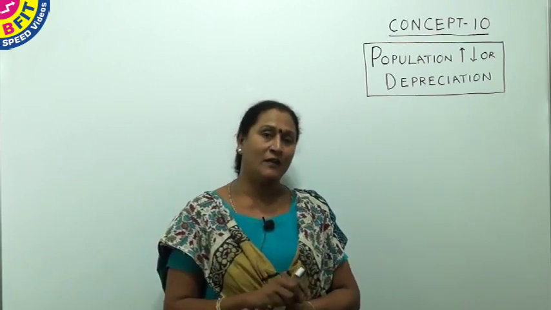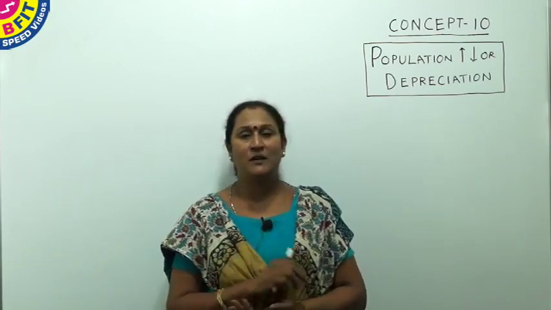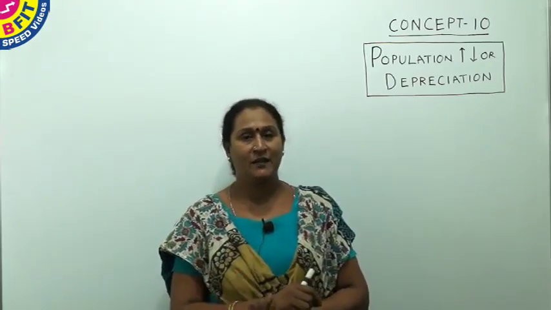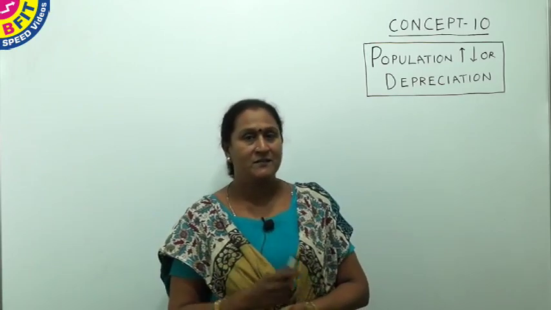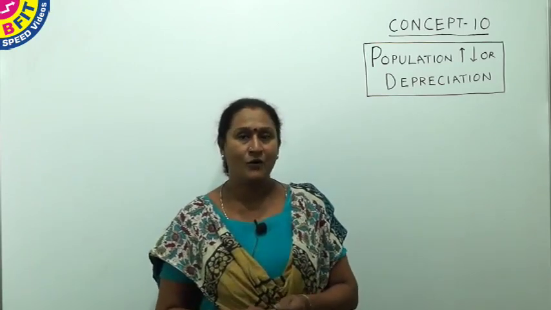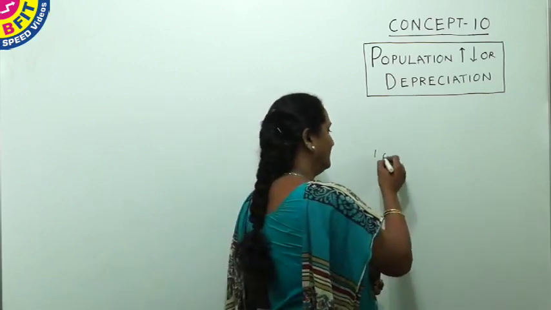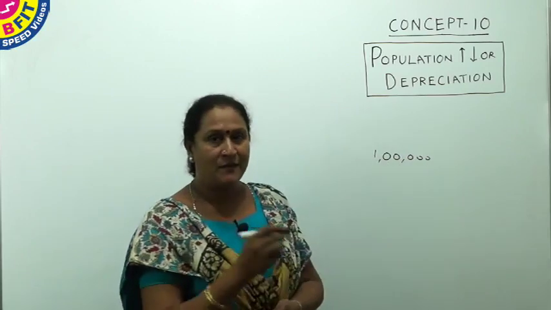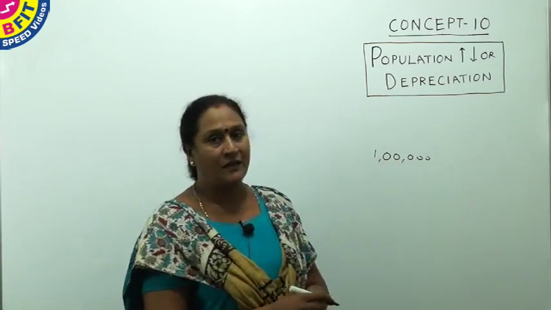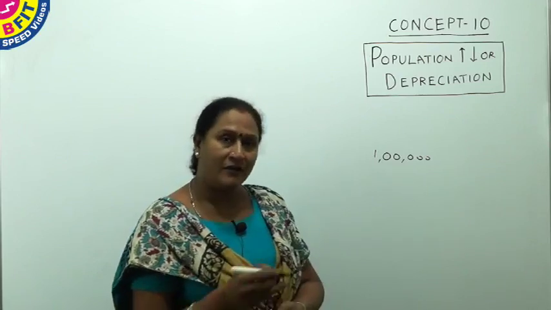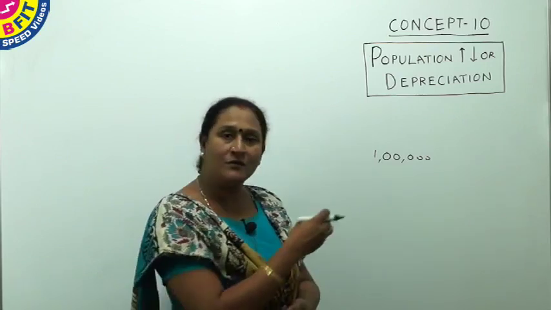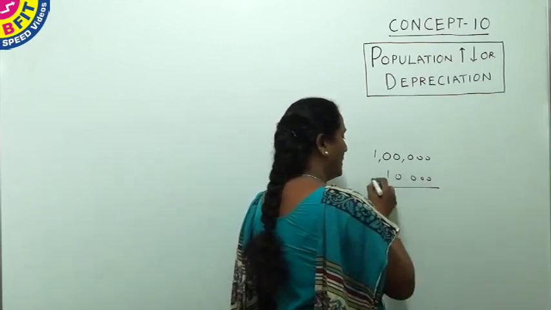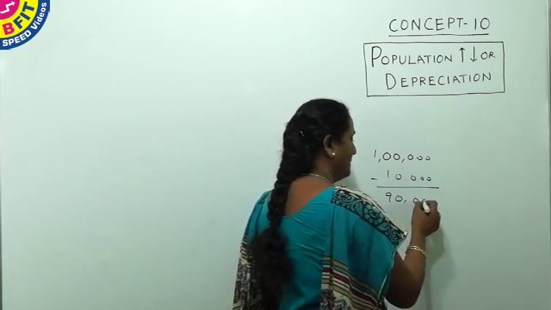As we found the increase factor, we can find the depreciation factor also, and the value after a certain period for the given percentage. Say suppose we buy a vehicle for 1 lakh. If the depreciation rate is 10%, what is 10% of 1 lakh? It is 10,000. So after 1 year, the value will be 10,000 less than 1 lakh, so it will become 90,000.